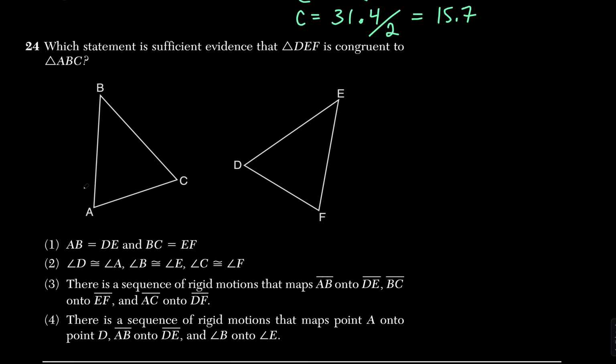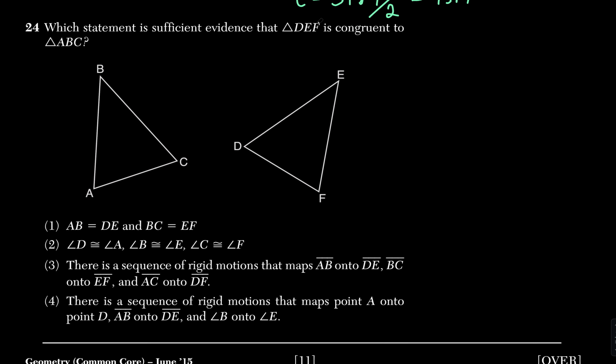Okay, number 24. Which statement is sufficient evidence that triangle DEF is congruent to triangle ABC? So AB is congruent to DE, it's choice 1. So they're telling you AB is congruent to DE, and BC is congruent to EF. So that's not sufficient because this only tells you 2 sides. It doesn't tell you anything about the third side, so that's not true.